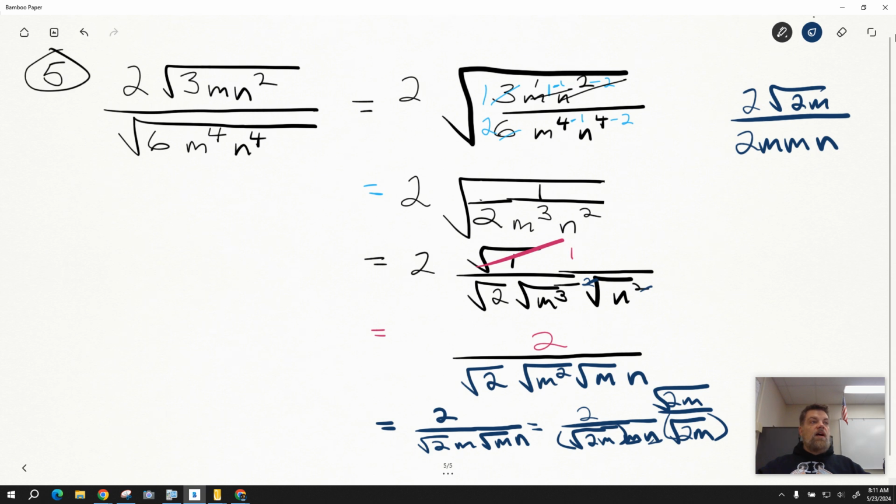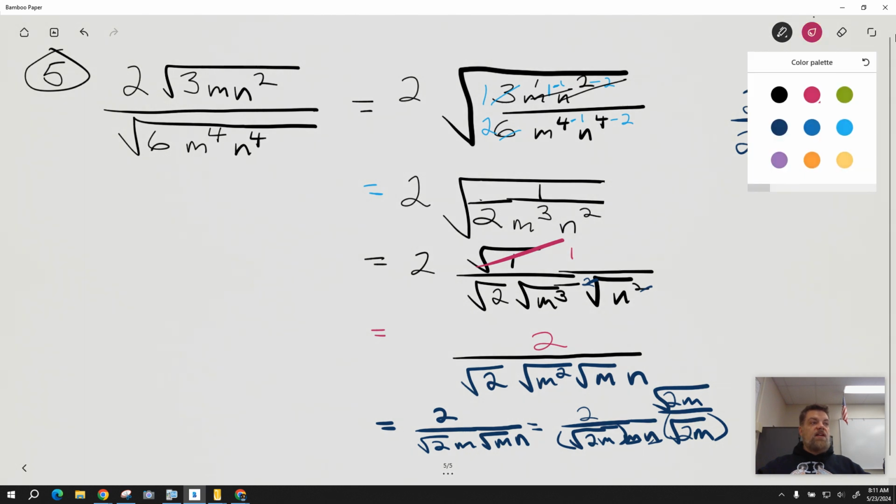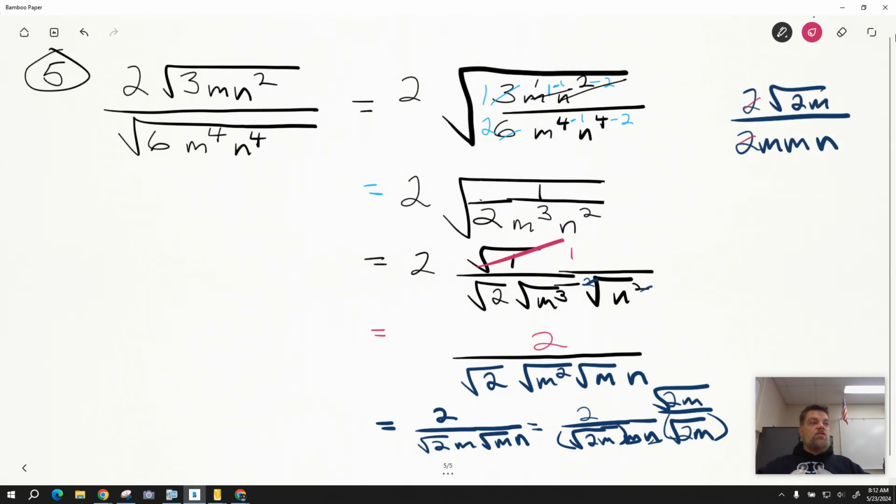All right? Well, okay, this cleans up pretty nice, actually. 2 divided by 2 is just 1. M times m is m squared. So my final answer is the square root of 2m all over m squared times n, right? Because this is 1 and 1. 2 divided by 2 is the same as 1 over 1.